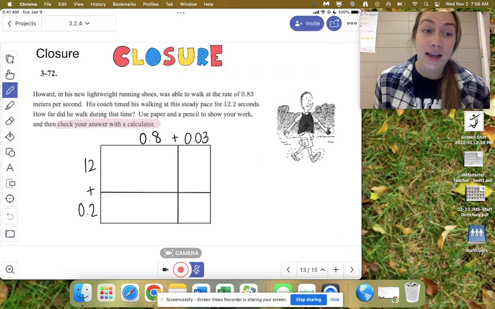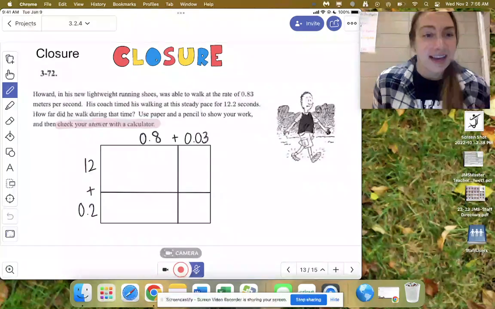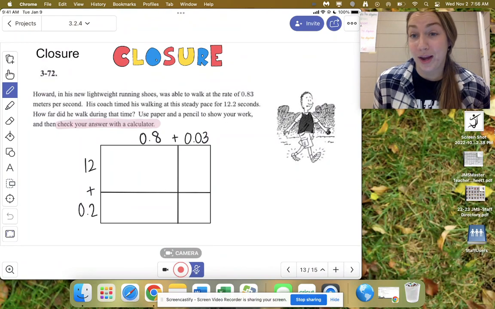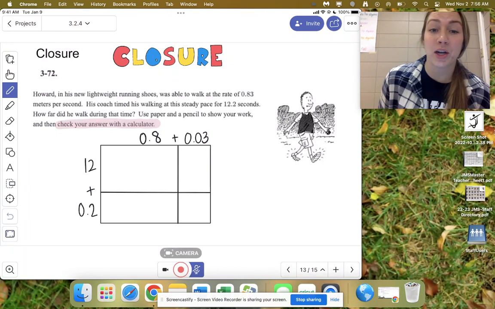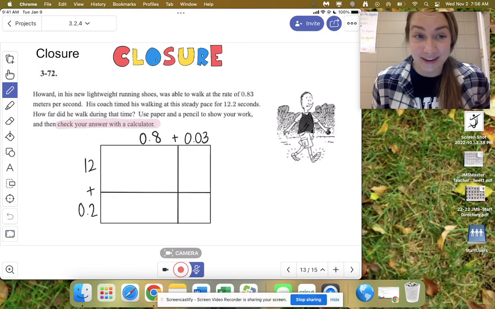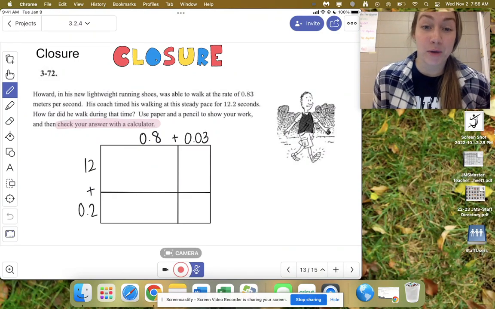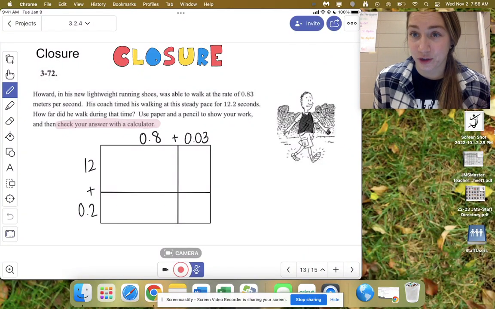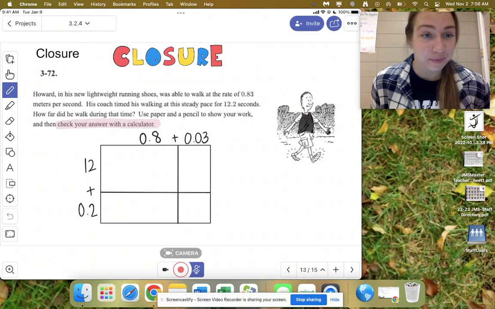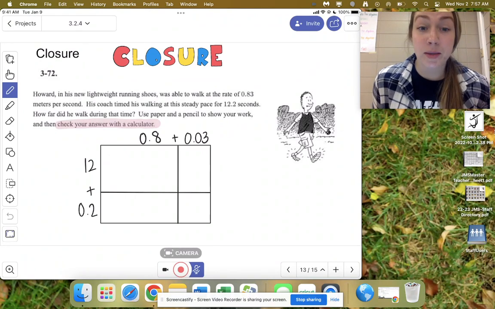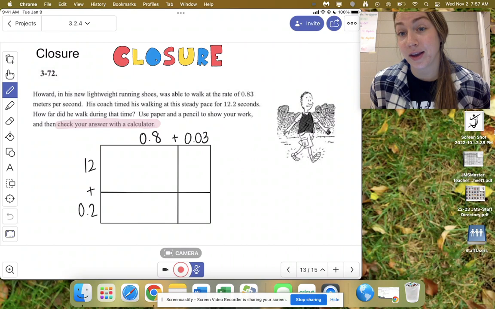And your closure today, Howard, our man Howard, he is in his new lightweight running shoes, okay? He was able to walk at a rate of 0.83 meters per second. His coach timed his walking at a steady pace for 12.2 seconds. I don't know what sport you're doing where you're just walking and your coach is timing you, but hey, sign me up. How far did he walk during that time? Use a paper and pencil to show your work and check your answer with the calculator.